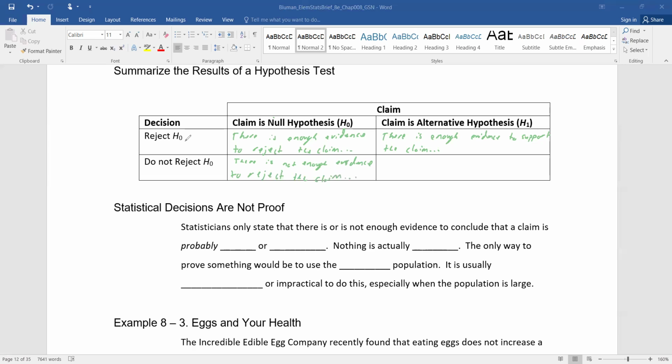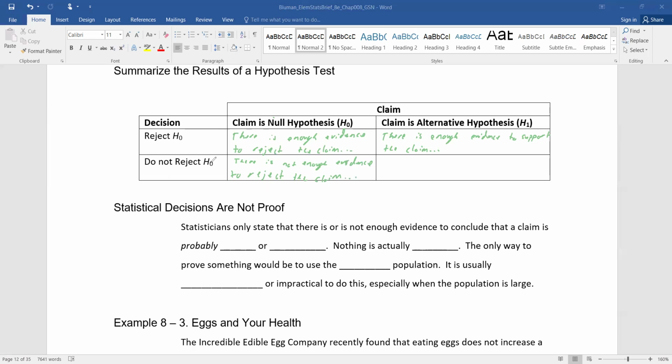So again, if I reject it and that was my claim, then there is enough evidence. If I do not reject the null and the null is my claim, then I simply say there is not enough evidence to reject the claim. So again, I'm not accepting it. I'm just saying there's not enough evidence to reject it.